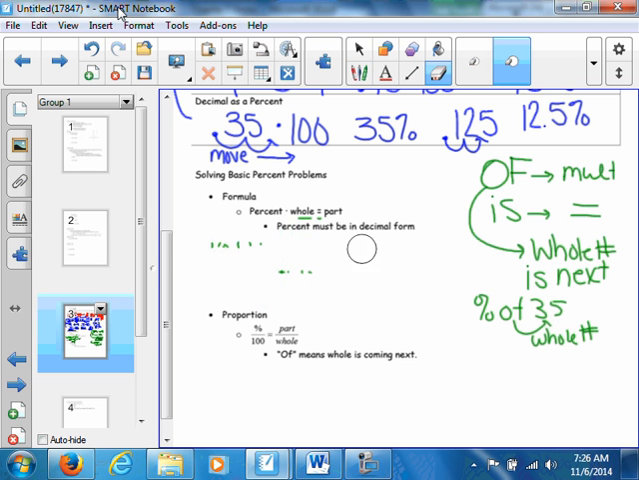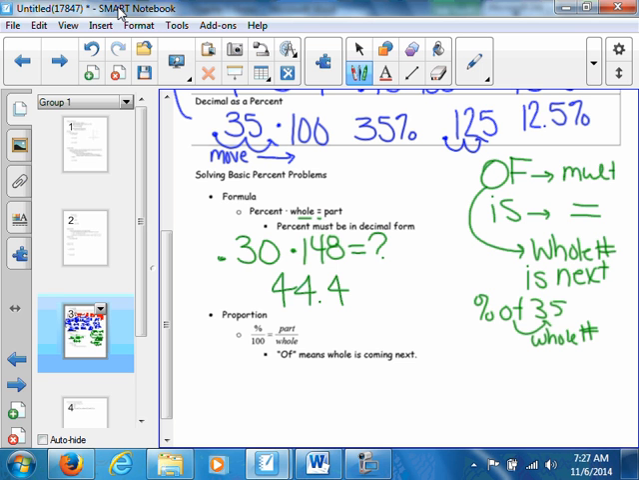Let's do one more with the equation. Let's look at your turn 2, and then I'll move into the proportion here. Your turn 2 says 30% of 148 is what number? Percent of 148 equals question mark. Okay, straight up multiplying, 3/10 times 148, I think you get 44 and 4/10.